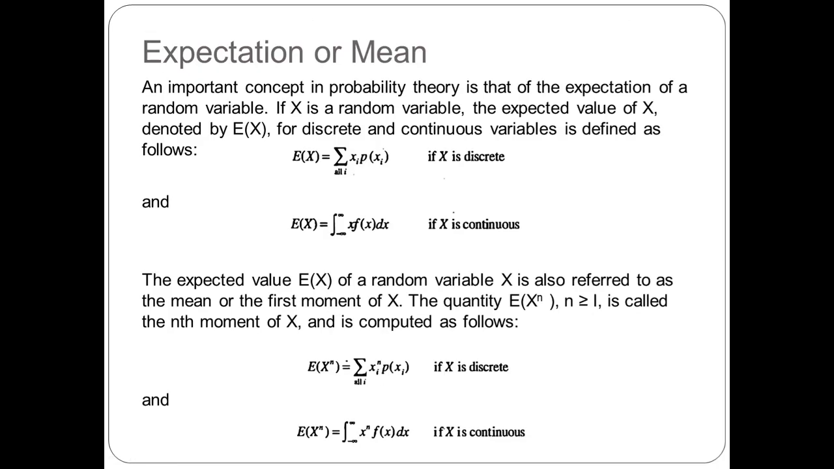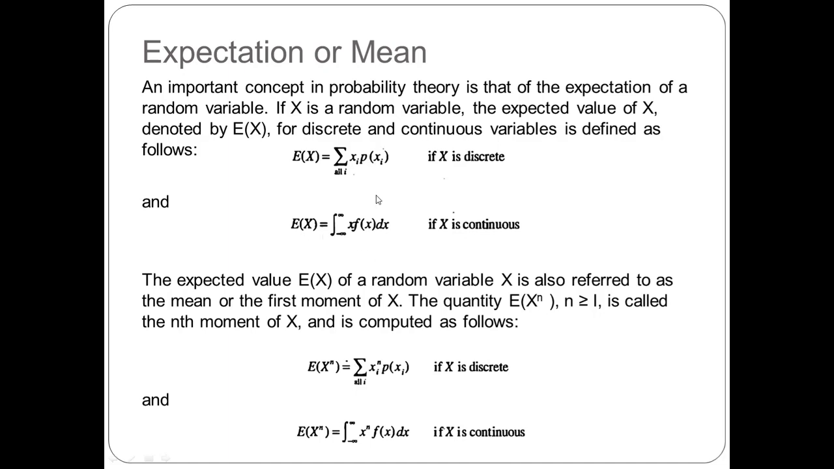Expectation or mean. Expectation of a random variable is an important concept in probability theory. If X is a random variable, the expected value of X is denoted by E of x. So if X is discrete, E of x is equal to the sum of all the values of x times the probability of x. If the random variable is continuous, we will use this formula.